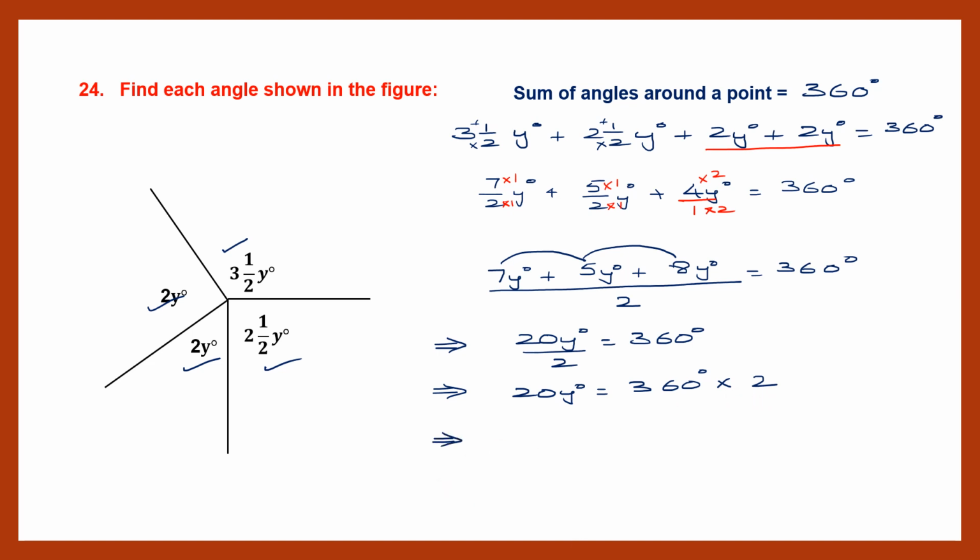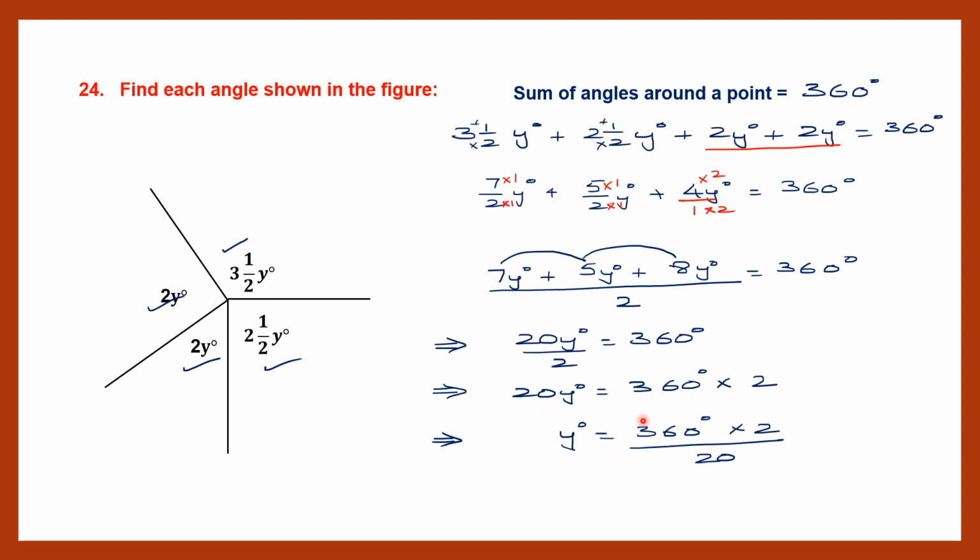Now I'm going to find the value of only y. Y degrees will be 360 degrees into 2 divided by 20 because I've taken the 20 from the left hand side to the right hand side. So here it is multiplication. When it came to the right, it became division. Now I can work on all this.